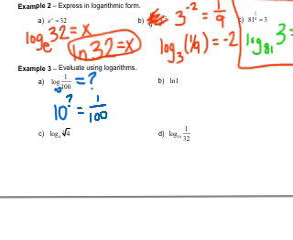So the first thing I notice is 1/. 1/ tells me it's negative. 10 squared is 100. So -2.